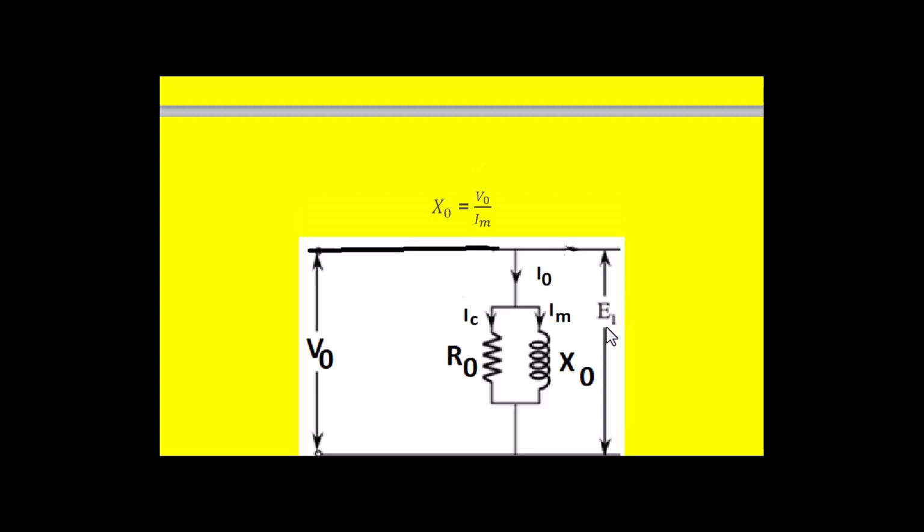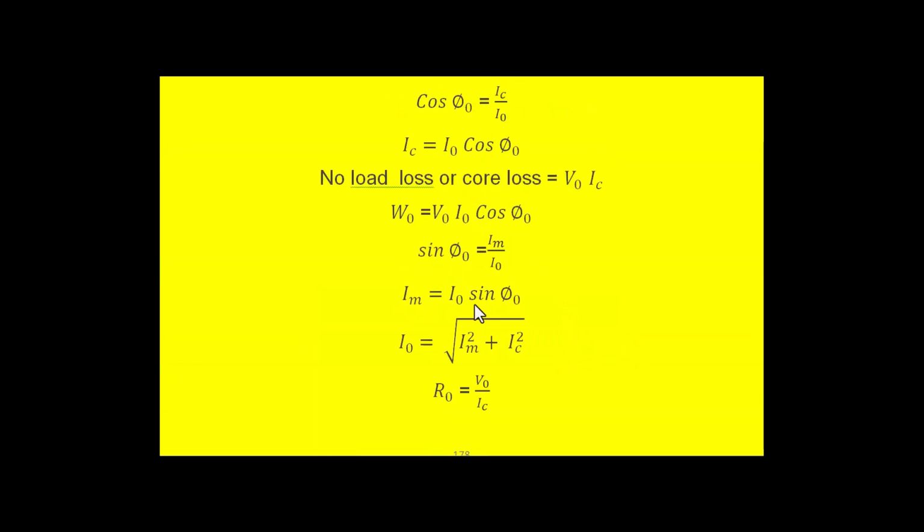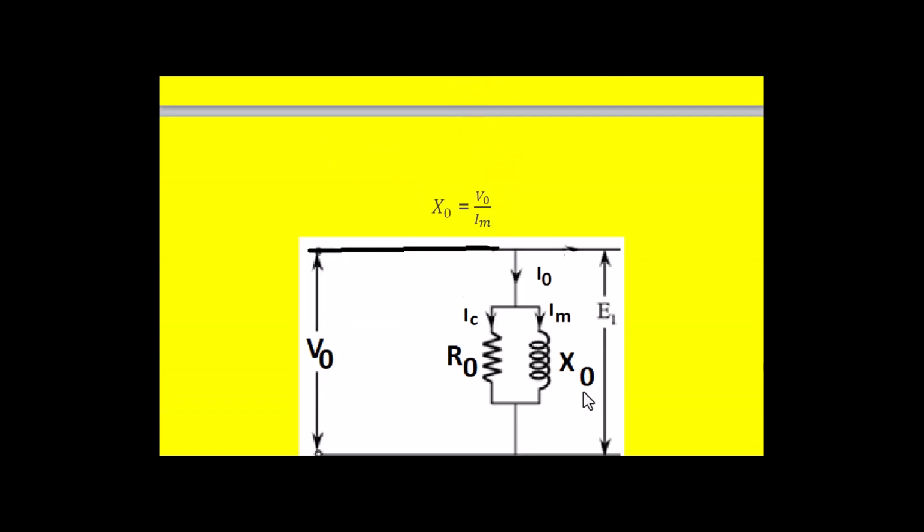The induced voltage in the primary winding we represent as E1. And once we know this, because this is in parallel with V0, V0 and E1 are one and the same, so we can calculate what is R0 and what is X0. R0 is nothing but V0 by Ic, and similarly X0 is nothing but V0 by Im. So having known the Im value and Ic value, we can calculate R0 and X0. Once R0 and X0 are known, we can draw the equivalent circuit corresponding to the no load test on the transformer like this.